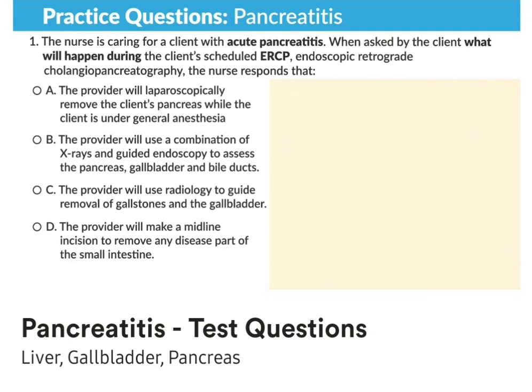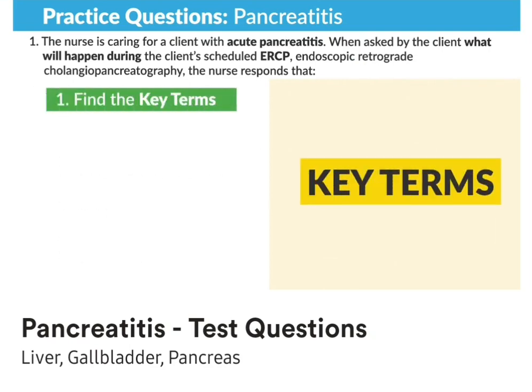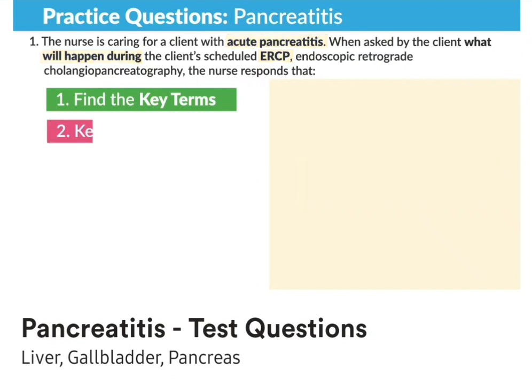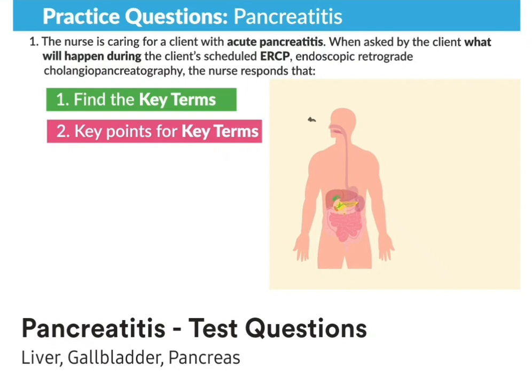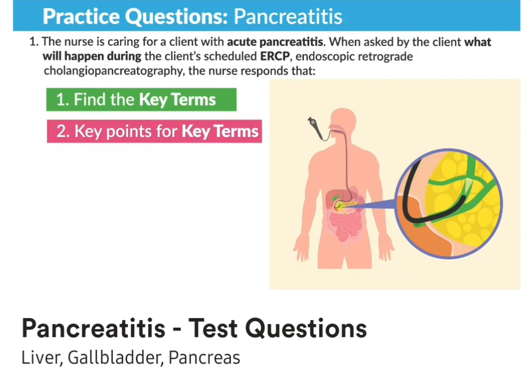Okay, let's break this question down, following the question breakdown strategy. So first, look at the key terms in the question: acute pancreatitis, ERCP. And the question's asking what will be happening during the procedure. So again, think of a few things you know about those key terms. So an ERCP is when a tube goes through the mouth into the pancreas via the bile duct to assess the organs. So let this big long name help you.